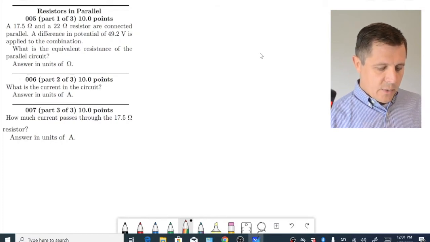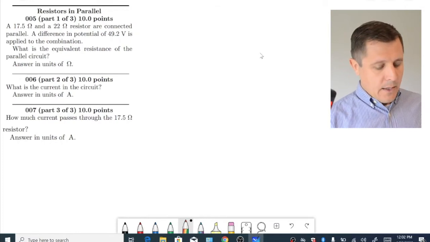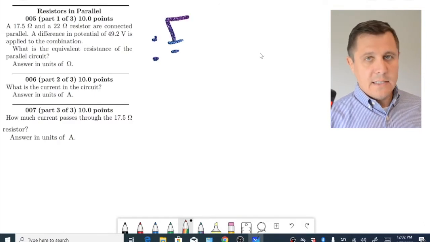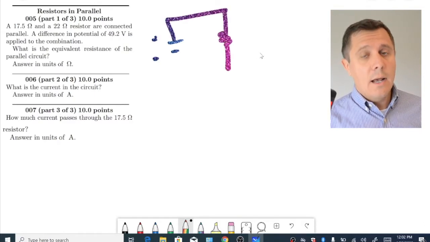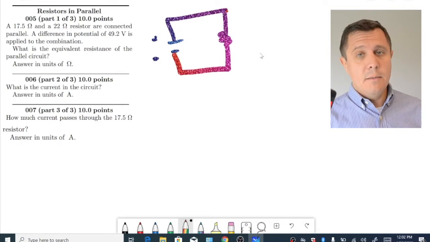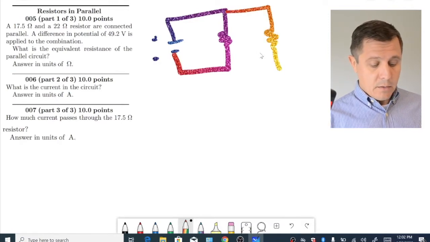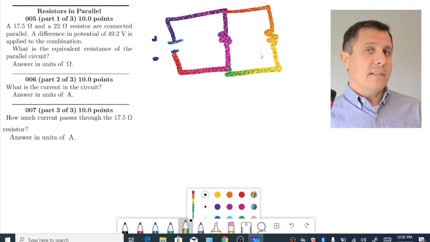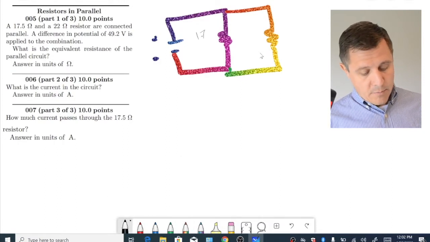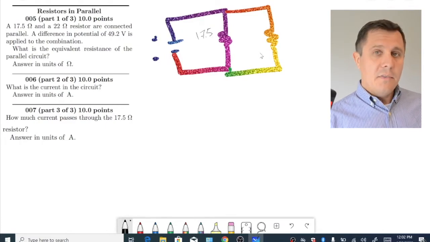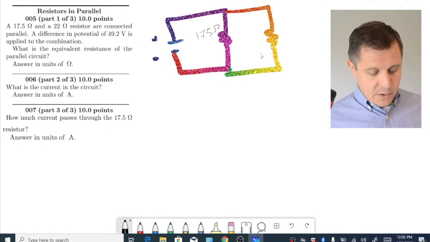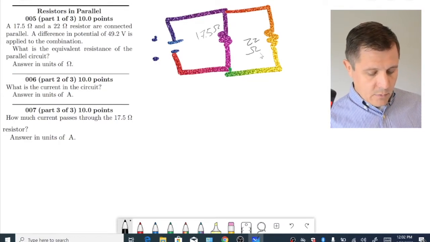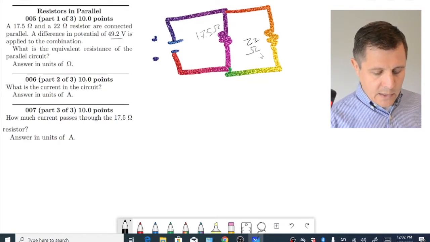Okay, here we go. So we are doing 5, 6, and 7 now. We have a circuit that's in parallel, and we have a 17.5 ohm resistor and a 22 ohm resistor in parallel. Remember, when we have two resistors in parallel, they have to have the same voltage. And if they're in parallel with the battery, then that has to be the same voltage as well. So I'm writing in the resistances, 17.5, 22.